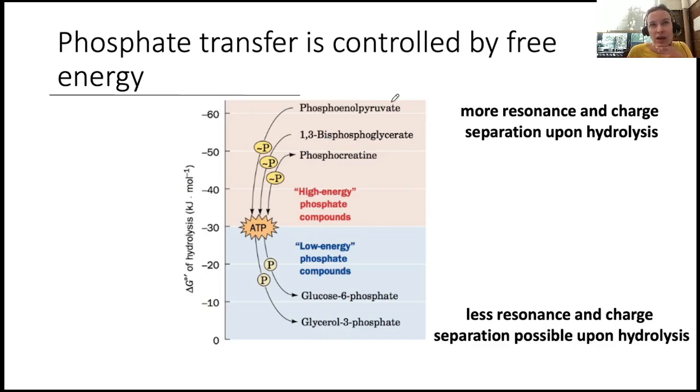Now, why do we call some of these molecules high energy while some of them are low energy if they all contain these phosphoanhydride-like bonds? Well, we can just keep in mind that some are more high energy than others for the three reasons we discussed. Maybe there's more resonance upon hydrolysis or more charge separation for some of these molecules compared to others.